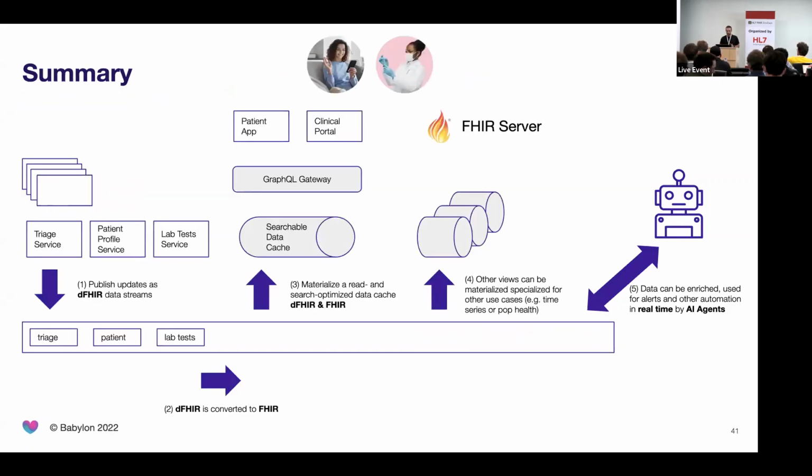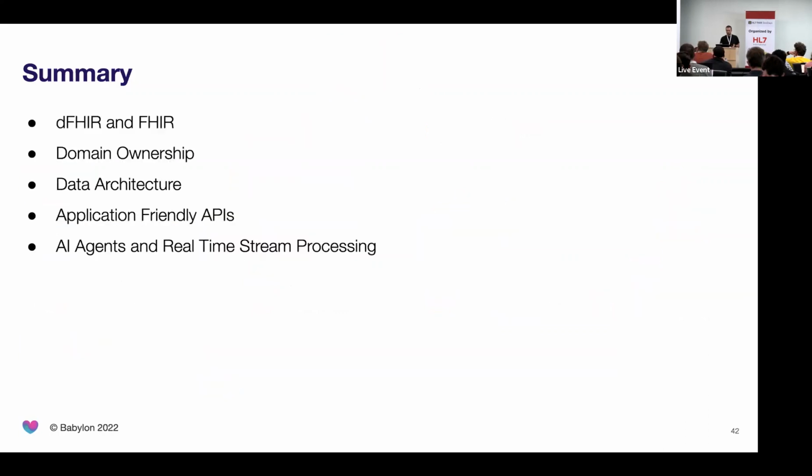So this is a summary of the thing. Domain services publish their updates as DFHIR data streams. We have a process that converts DFHIR to FHIR. We materialize a read and search optimized data cache that has a GraphQL gateway in front of it. We have the ability to materialize other views specialized for other use cases. We have AI agents. And I thought I'd updated this slide.